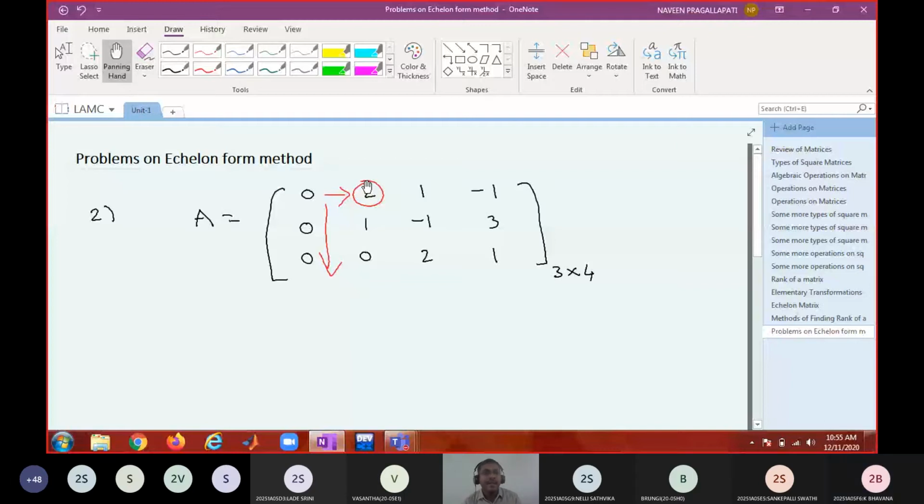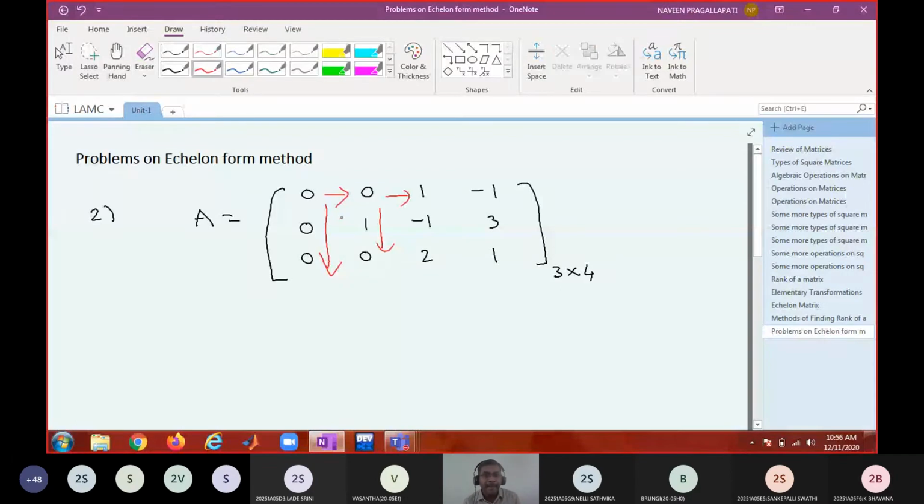Is that okay? But sometimes this position also may be 0. Then what happens? Where do you have to look? Down. So first look down. Not possible, look right. If not possible, again look down. Not possible, then look right. Like that: down, right, down, right, down, right, like that you have to search.